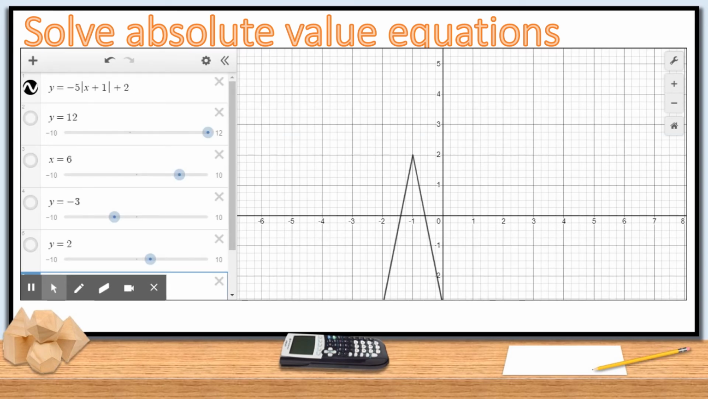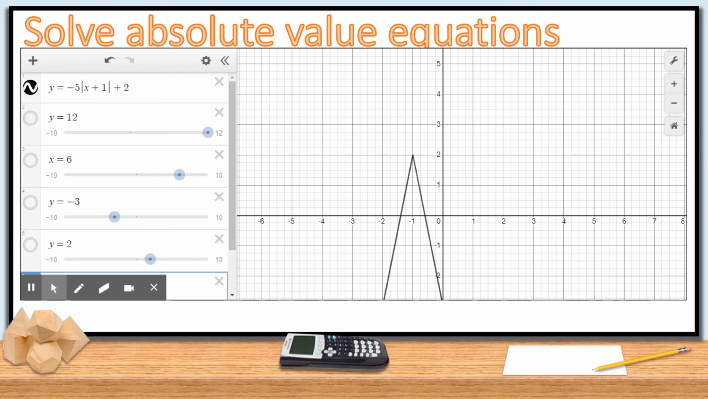Let's take a look at a couple of different ways that we can solve an absolute value function graphically. So in the example you were given, the function was y equals minus 5 times the absolute value of x plus 1, plus 2. You can see the graphical representation of the function on the screen. So it's opening downwards. It's a very steep slope. It's a slope of minus 5, and the vertex is at negative 1, positive 2.